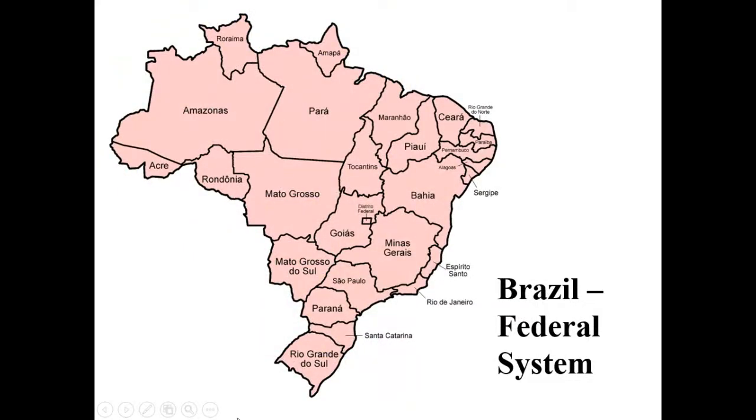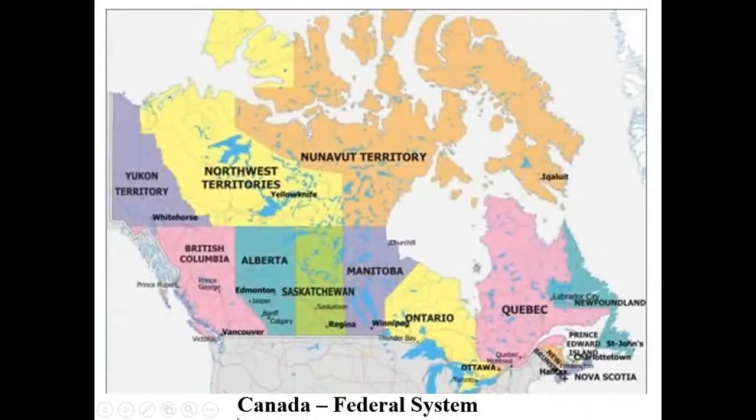Brazil, the federal system, they're the states of Brazil. Here's an interesting one. Canada, our neighbors to the north, is a federal system, although they don't call them states in Canada, they call them provinces.